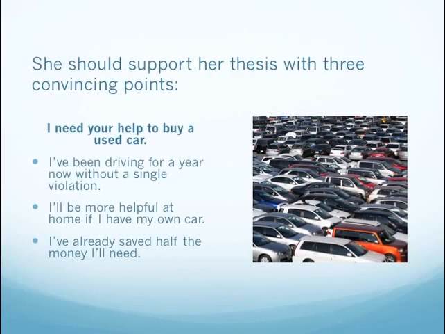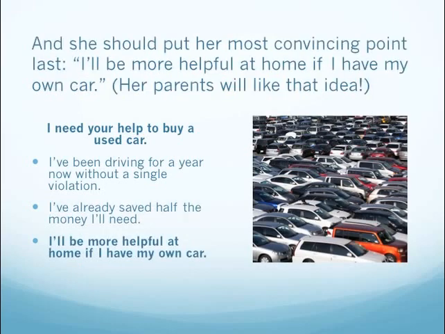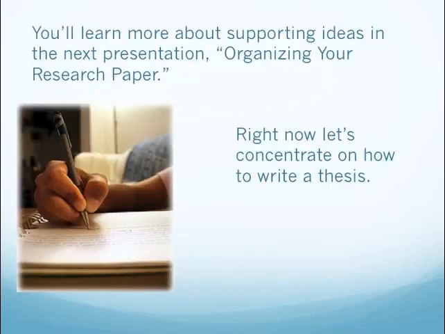She should support her thesis with 3 convincing points. I've been driving for a year now without a single violation. I'll be more helpful at home if I have my own car. I've already saved half the money I'll need. And she should put her most convincing point last. I'll be more helpful at home if I have my own car. Her parents will like that idea. What she now has is called an outline, a thesis, and supporting ideas. You'll learn more about supporting ideas in the next presentation, Organizing Your Research Paper. Right now, let's concentrate on how to write a thesis.